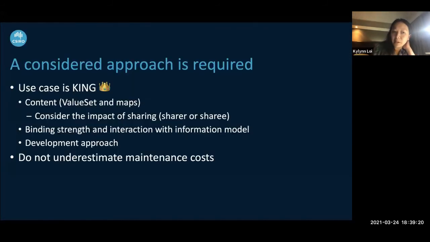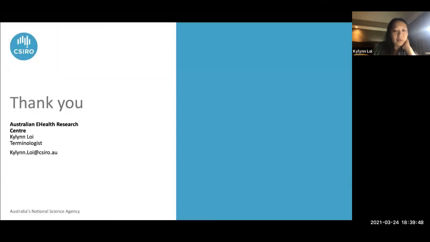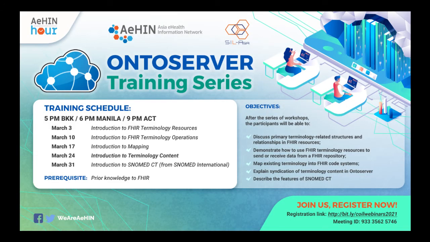So just in summary, as I was just saying, use case again is king. It determines your content, but please do think of the impact of sharing those value sets and maps. Think about your binding strength and interaction within your information model. How does that name and value pair match together? And then think about your development approach. You do generally want to try and keep your maintenance as low as possible. So thank you, I hope that has been useful.